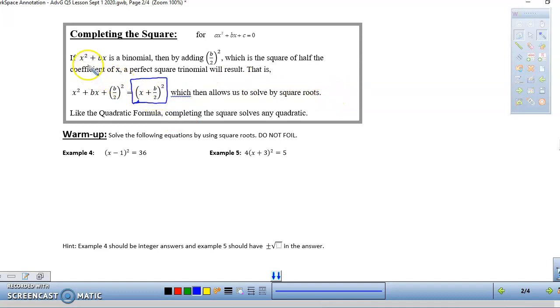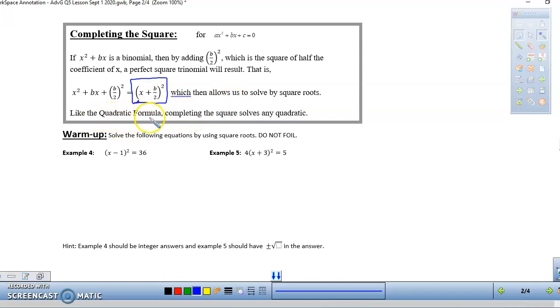Okay, in order to do that, you are going to isolate the x squared plus bx part of it, and then you're going to add b over 2 squared. And what that does is actually complete the square so that you can factor it into this perfect square form. Okay, then you're going to be able to do square roots on both sides.